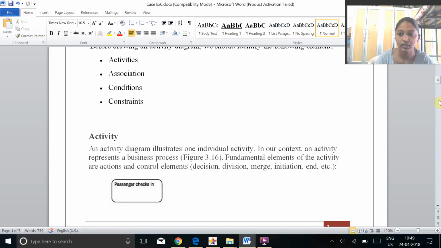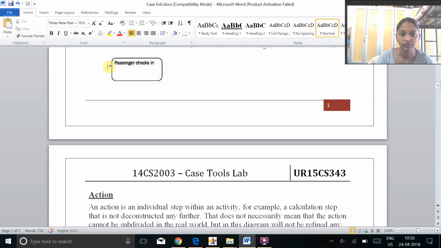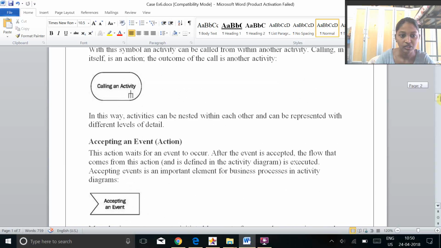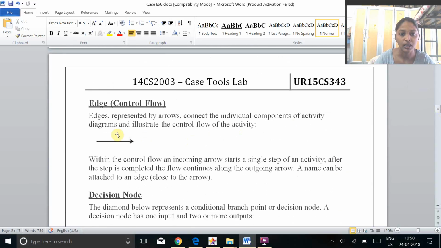So this is the activity diagram, which is the activity representation, and then action, like calling an action, and we have accepting an event, that is also an action, and edge, this is control flow. Edges represented by arrows connect the individual components of activity diagrams and illustrate the control flow of the activity.